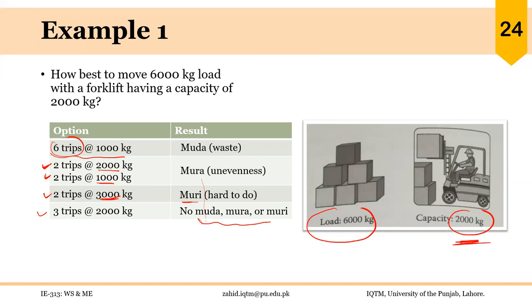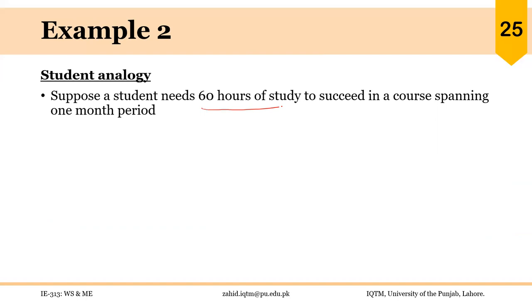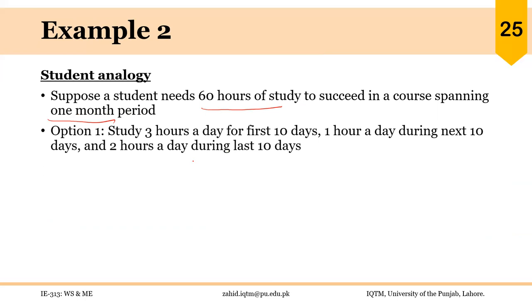Let's use a student analogy. Suppose a student needs 60 hours of study to succeed in a course spanning a 1 month period. So option one is the student studies 3 hours a day for the first 10 days, 1 hour a day during the next 10 days, and 2 hours a day during the last 10 days. So it is obviously mura, unevenness. So the level of learning will not be that high.